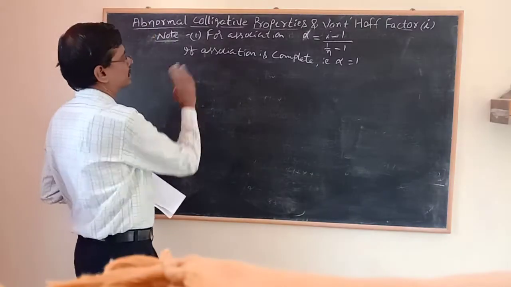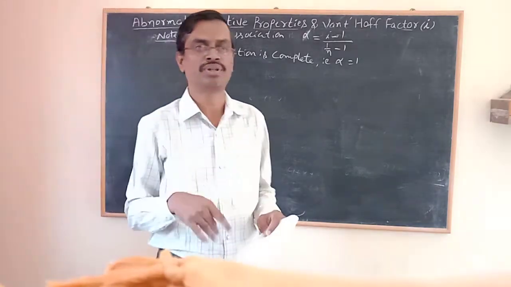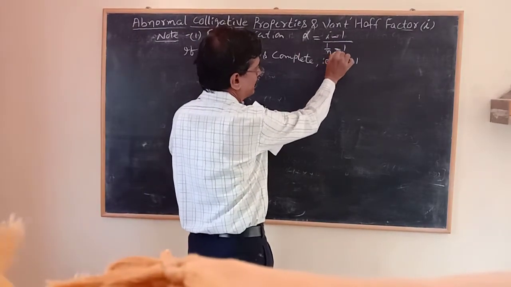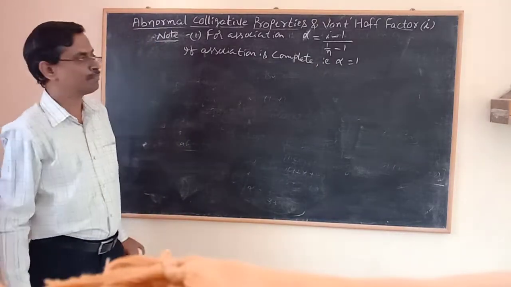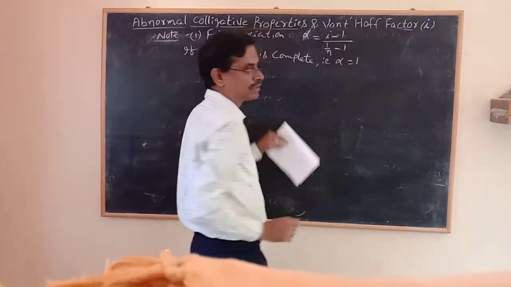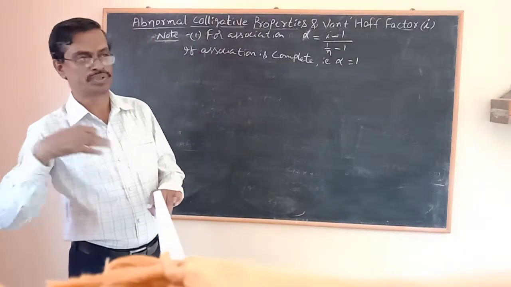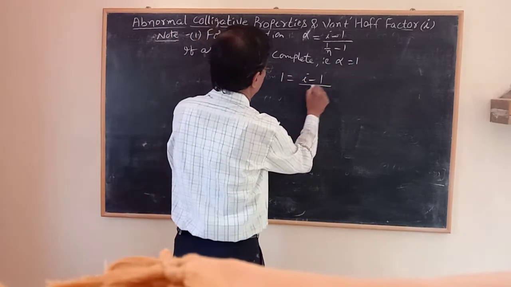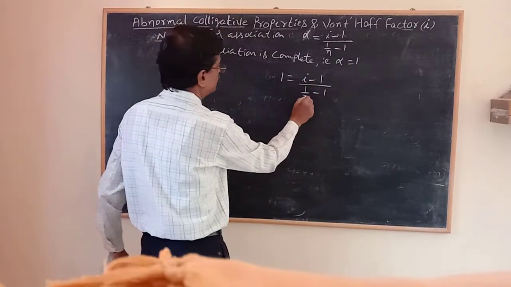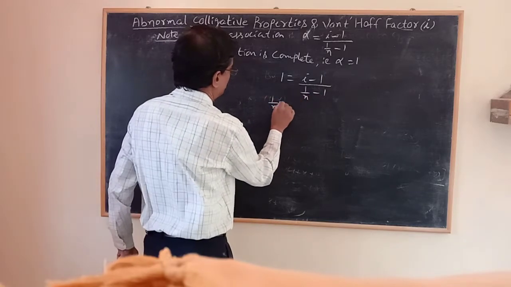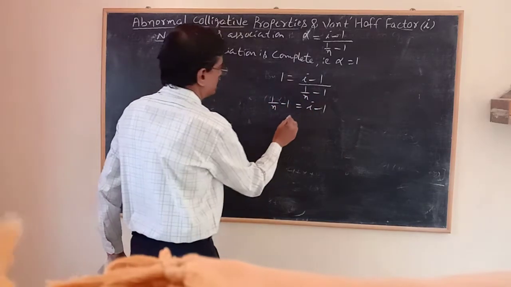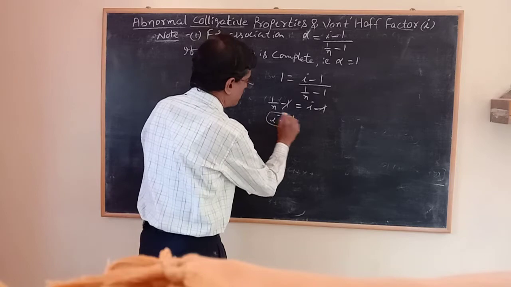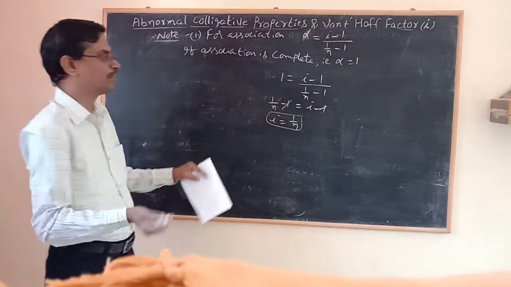We will discuss some notes here for association, for dissociation, and for the value of I equal to 1. The first is for association. Alpha is equal to I minus 1 divided by 1 by n minus 1. If association is complete, alpha is equal to 1, meaning the moles are completely associated. In that case 1 by n minus 1 is equal to I minus 1. Simplifying, minus 1 gets cancelled, so I is equal to 1 by n. This is for complete association.